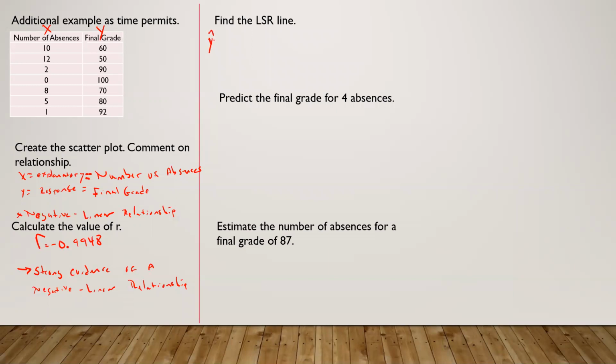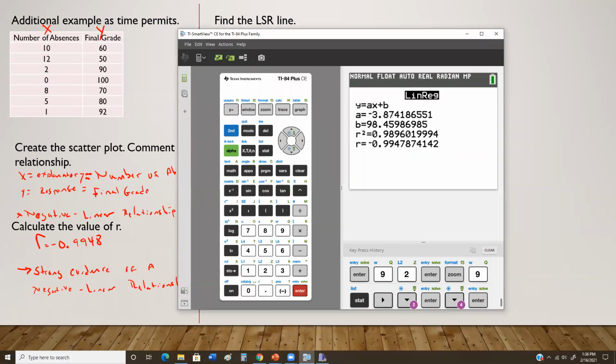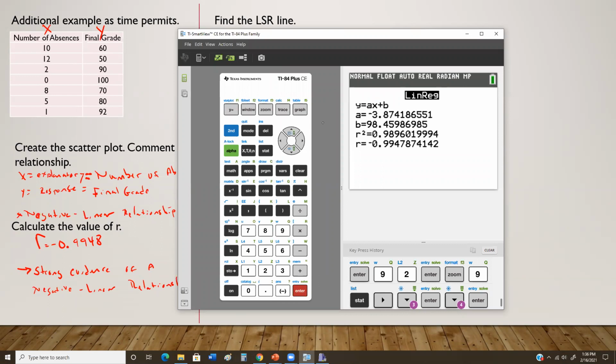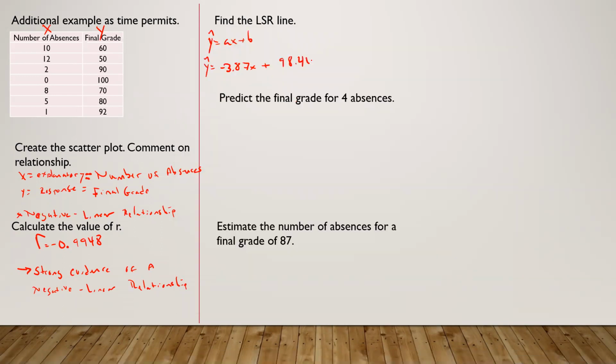So it's always y hat is equal to ax plus b, and y hat is equal to, I always forget it as soon as I say it, negative 3.87 x plus 98.46. Just so we're clear here, what is the x variable representing? Absences. Yep, x is the number of absences. And what is y hat, or y estimated, y predicted here? Final grade. Yep, it's the predicted final grade.